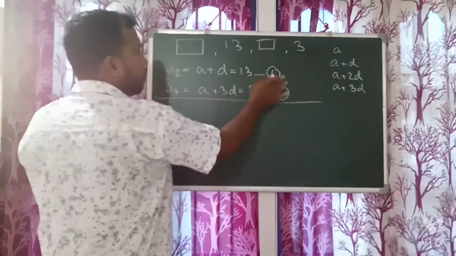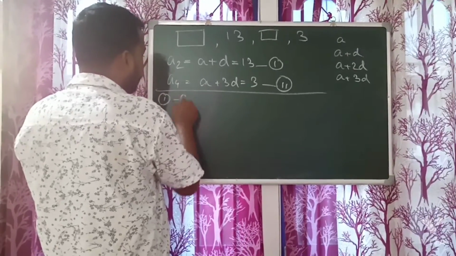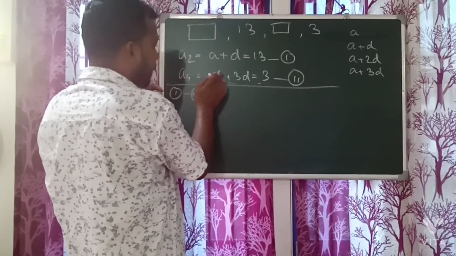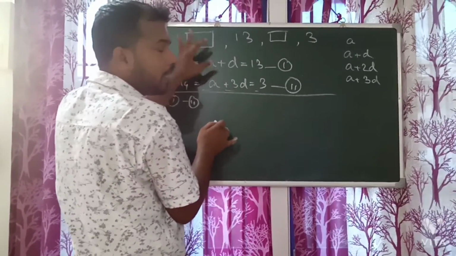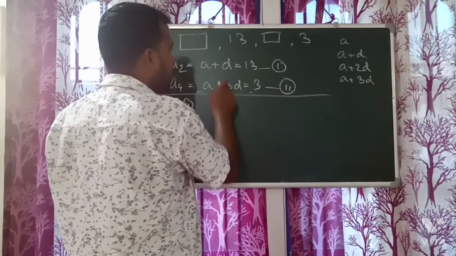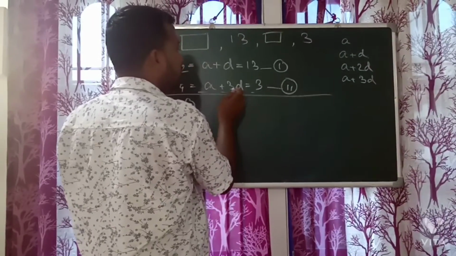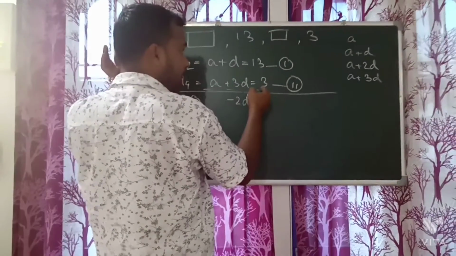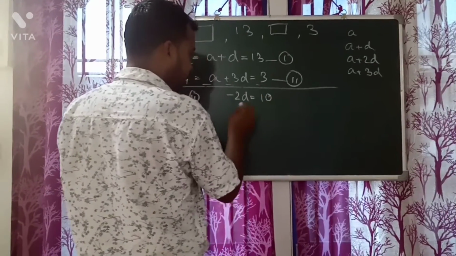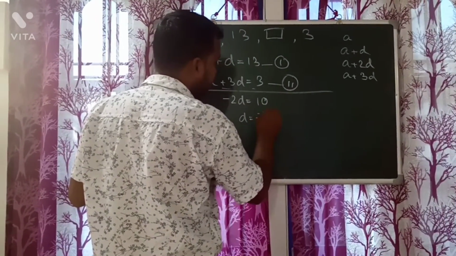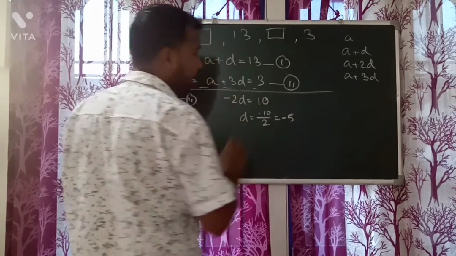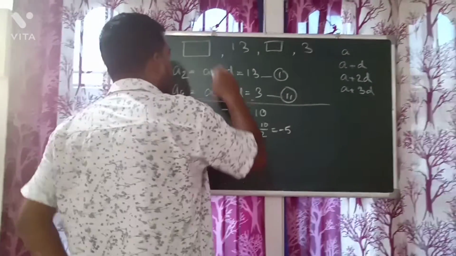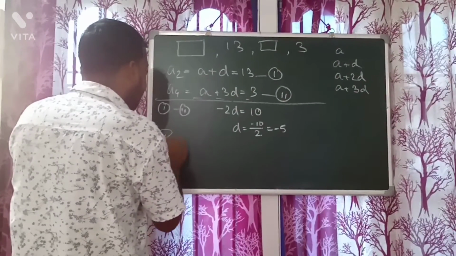Now see here, equation 1 minus equation 2. Plus into minus became minus. This A is in minus, this one is in plus, so they cancel. Plus into minus became minus. And here this one is plus. Minus will be left, so 2D is equal to, plus into minus became minus, minus 3 plus 13, which is 10. Then D is equal to minus 10 by 2, which is minus 5. Now we got D. D is equal to minus 5.